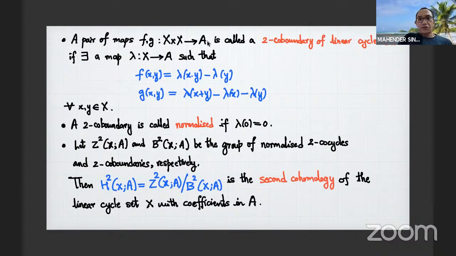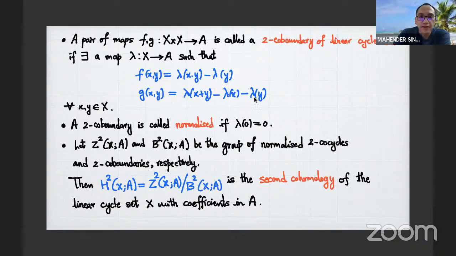And two co-boundary can be defined also in a similar fashion. So if you have a pair of maps F and G from X cross X to A, then it's a two co-boundary if there is a map lambda from X to A such that F of XY can be written as lambda of X dot Y minus lambda Y, and G of XY can be written as lambda of X plus Y minus lambda X minus lambda Y.